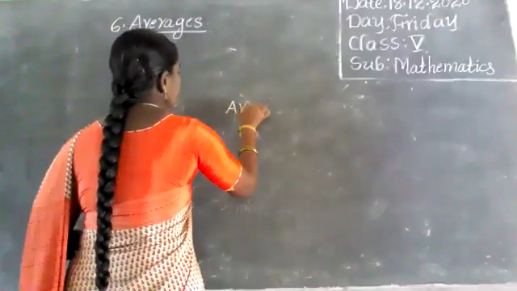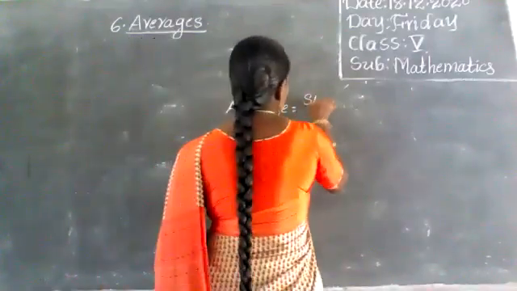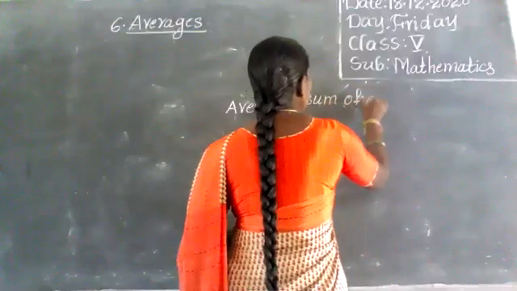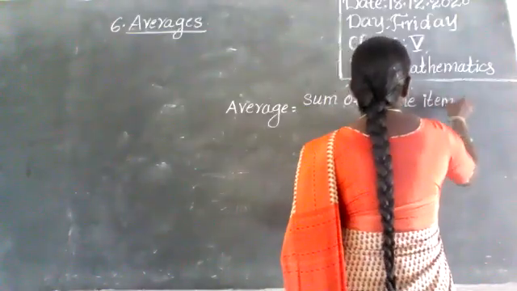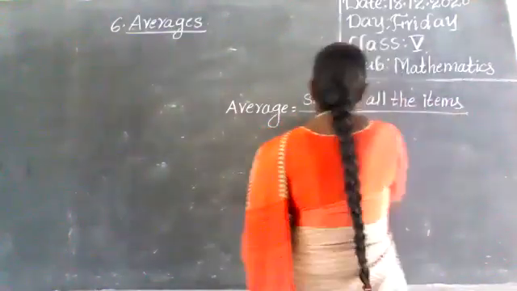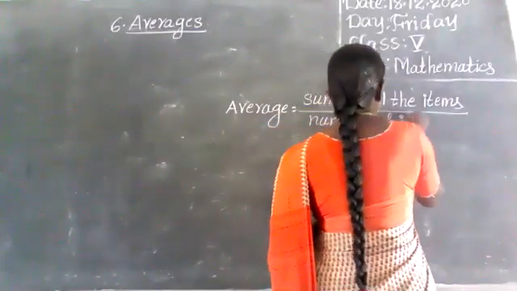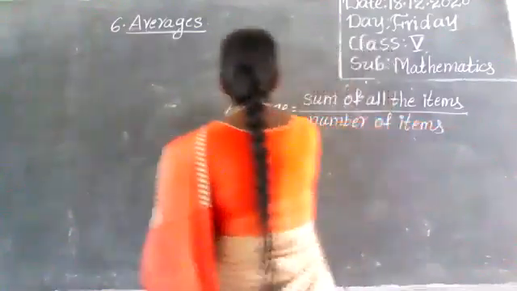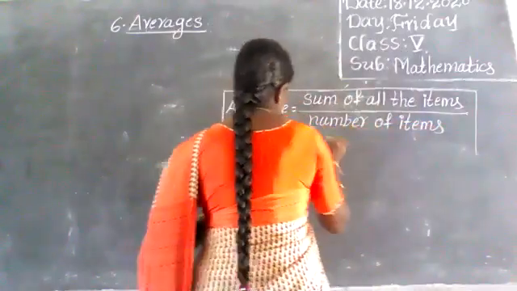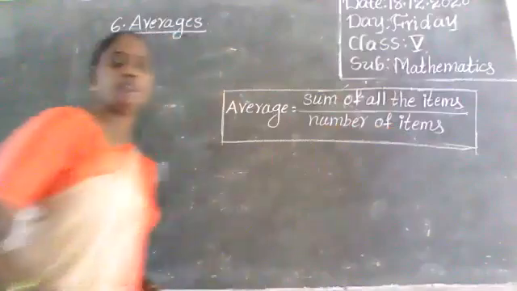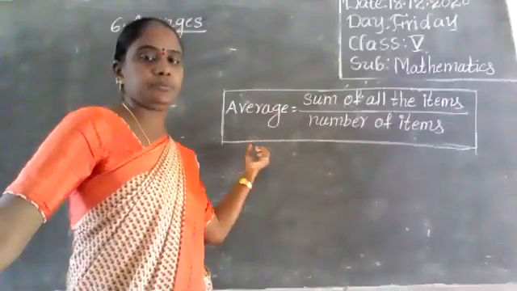What I said, children? Average equals sum of all the items by number of items. Very important formula, this one. So you learn it by heart also.